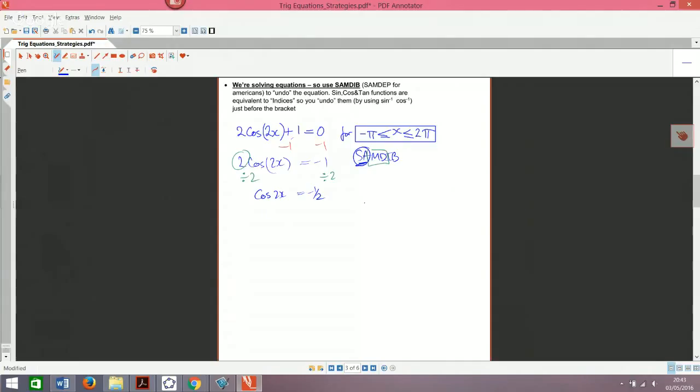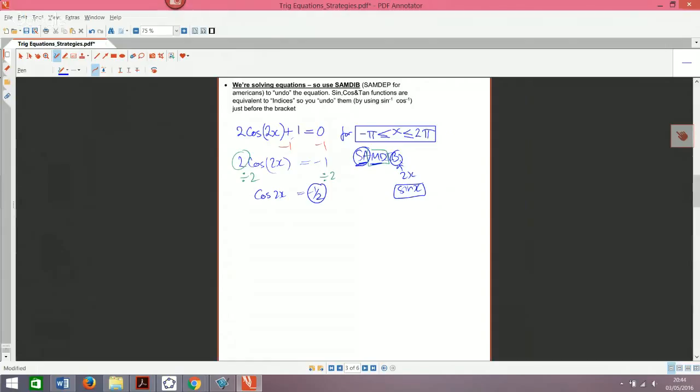Now you just solve it as if it weren't cos 2x, okay? Because we're still doing SAMDIB, and you can't get into this bracket. You can't get at the fact that it's 2x and not sine x until you've solved all the possible solutions, treating it as though it were sine x, because you can't do the bracket until the end. That's the most common mistake students make.